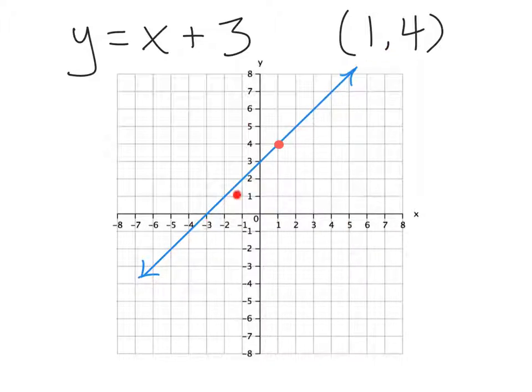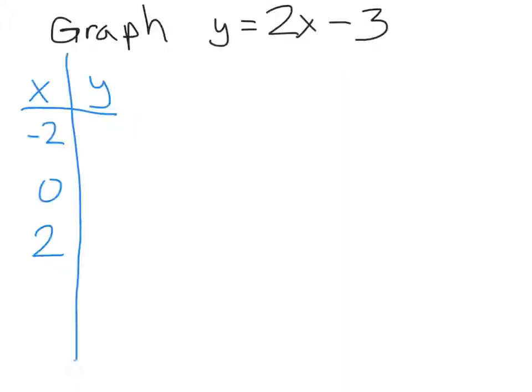So this line is representing an infinite number of points, but every single point on this line has to solve this equation. Obviously (1, 4) is an example, but so is (2, 5), right? When you plug in 2 for x, 2 plus 3 equals 5. There's the point (2, 5). So any line of an equation represents all the solutions to the equation.